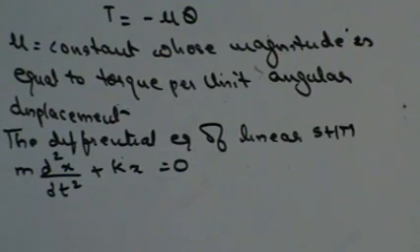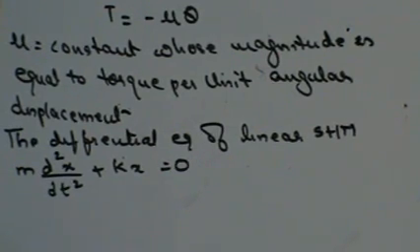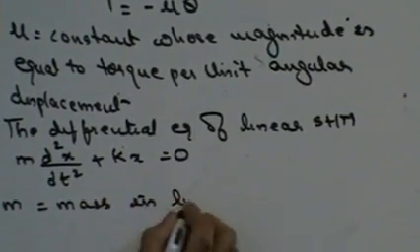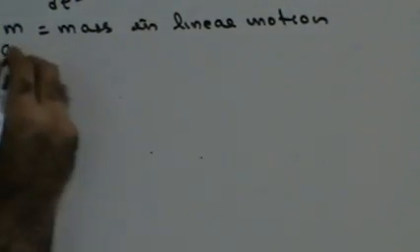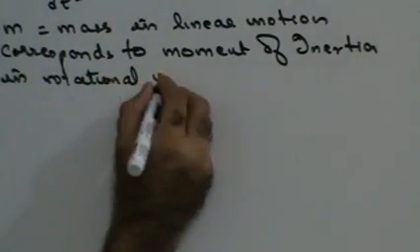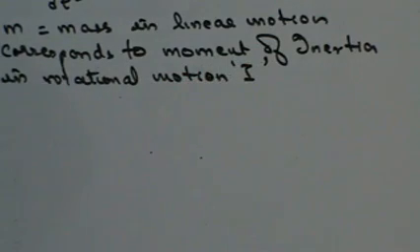This is my differential equation for linear SHM, where m is the mass in linear motion, and the mass in linear motion corresponds to the moment of inertia in rotational motion, I. So m corresponds to I. What is m for linear motion is I for rotational motion.